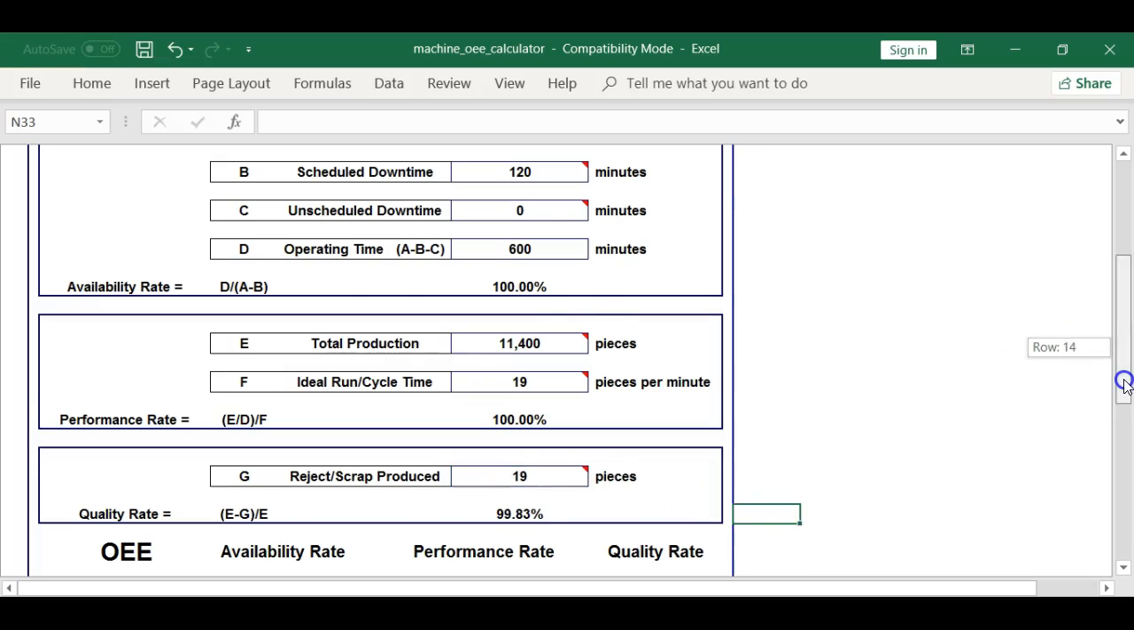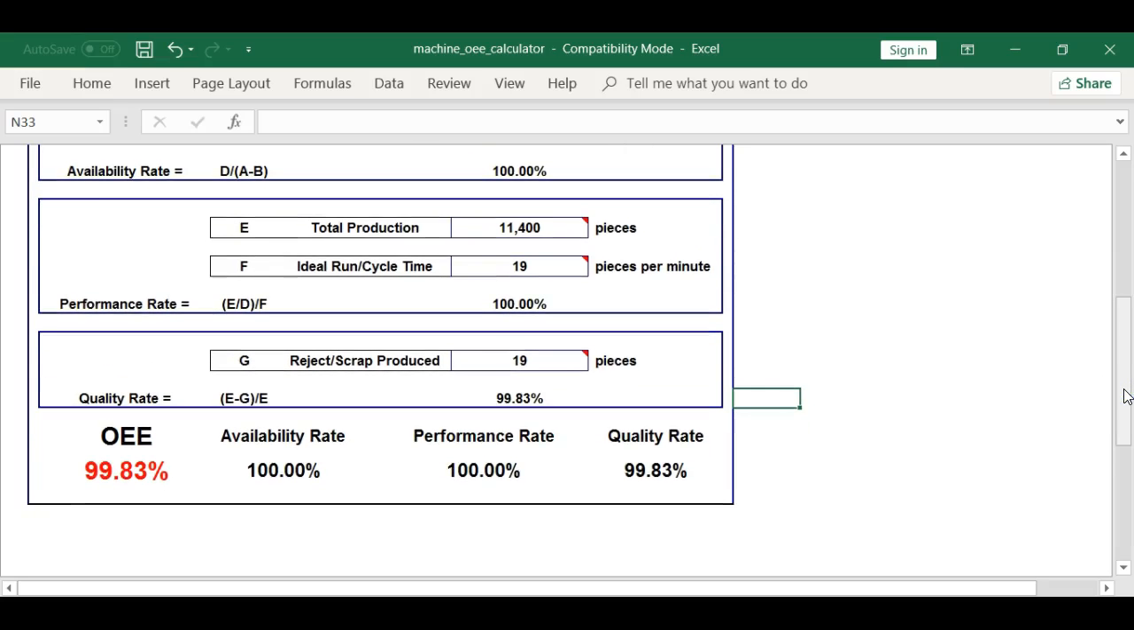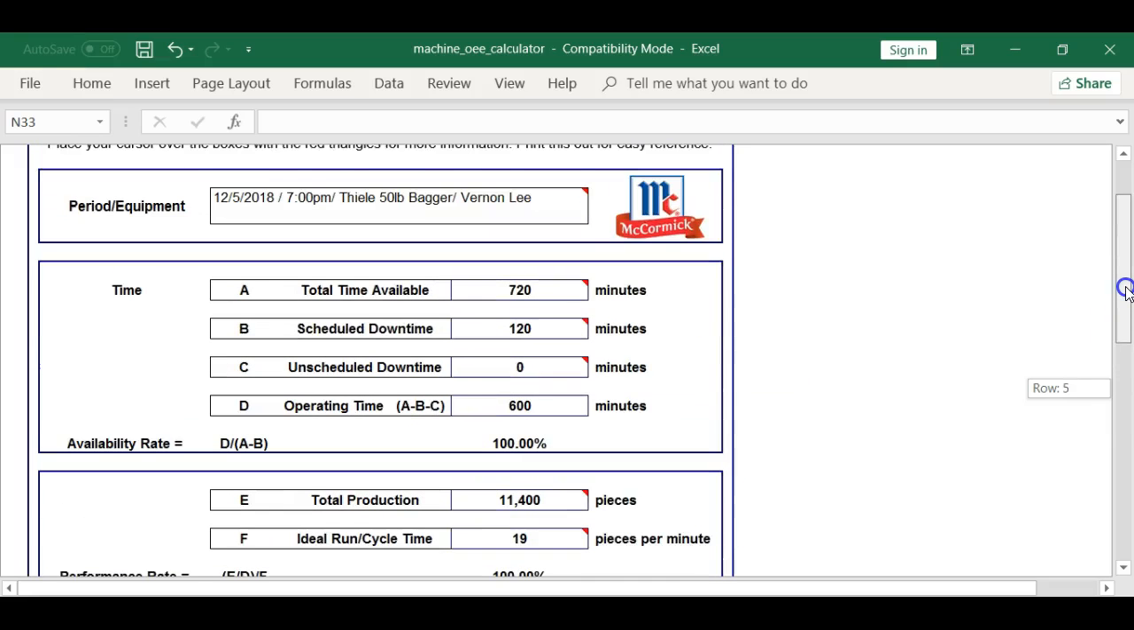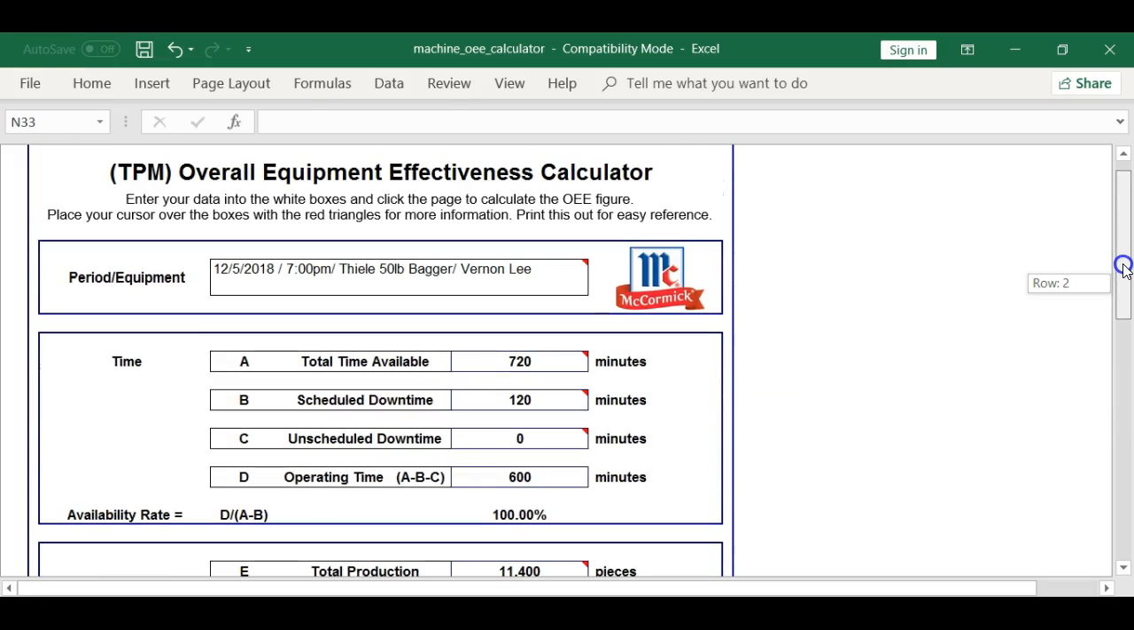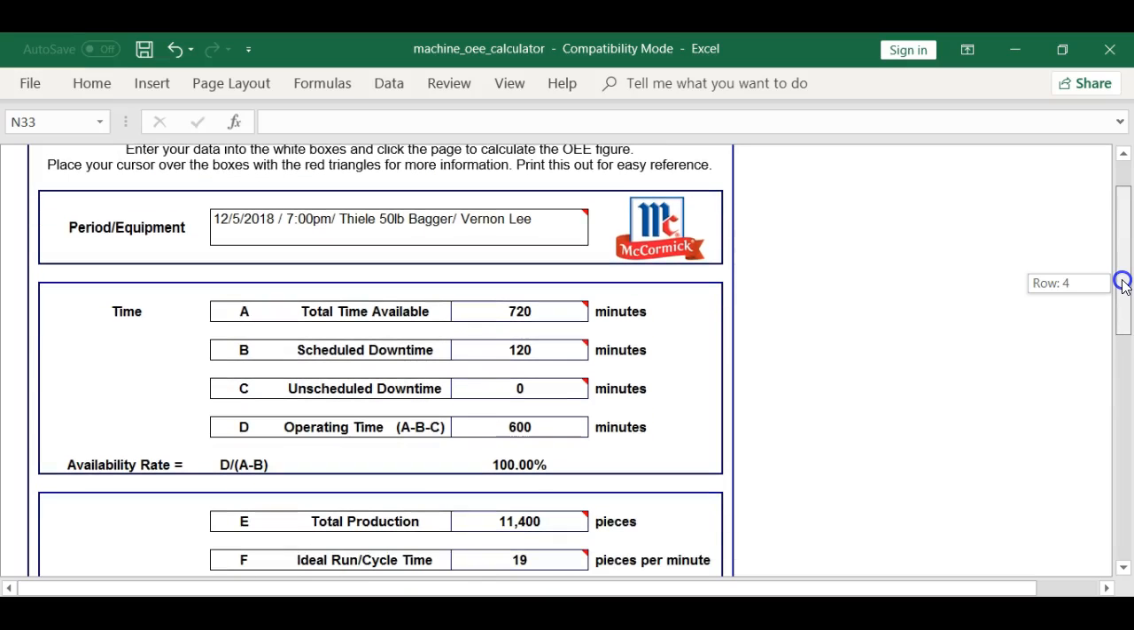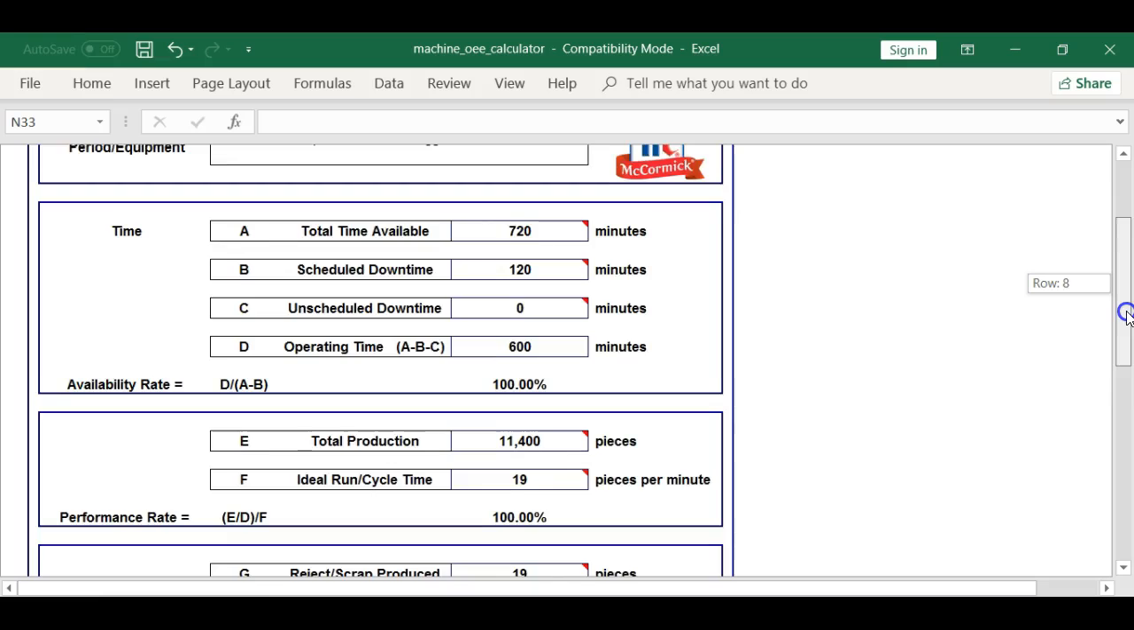All right, so now we have our OEE. We're running at 99%, or 99.8. Availability was 100, the performance rate was at 100%, and the quality rate was at 100%. So I'm going to leave this with Jennifer, and maybe if all of you want it, you can start as early as Monday. But let's look a little bit more at this.